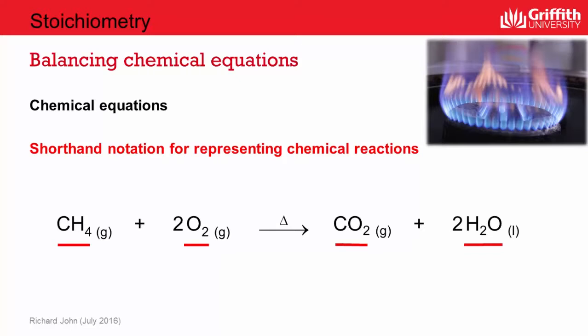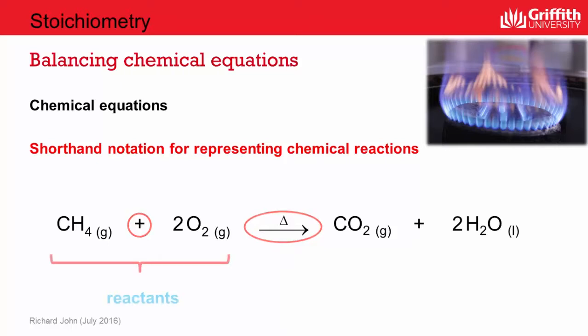molecular compound, water. Each of the substances in a chemical reaction are given a subscript to represent the state of matter that they exist in at room temperature and pressure. So gas has the subscript G, liquid has the subscript L, and solid has the subscript S. The plus sign in a chemical reaction means reacts with, and the arrow means transforms to or produces. In this particular case, the arrow has a Greek capital delta on top of it, and that indicates that this particular reaction actually needs a little bit of heat to kickstart it.